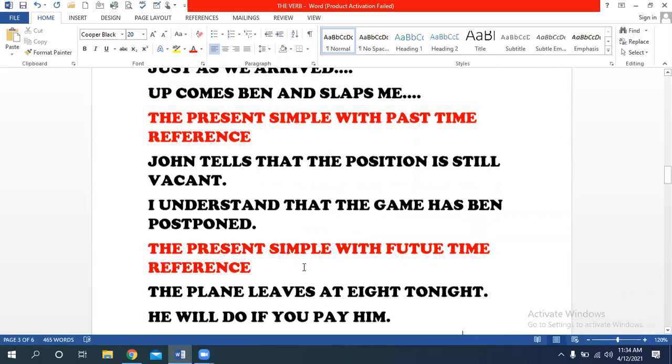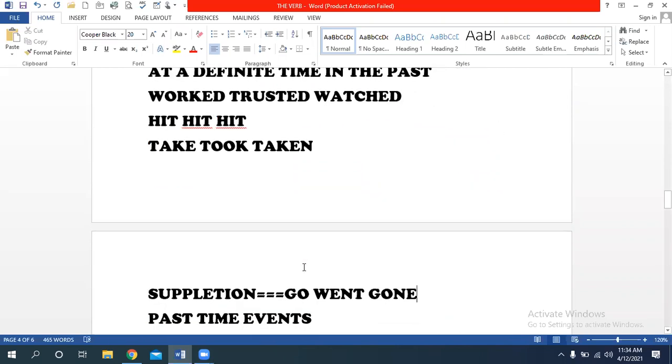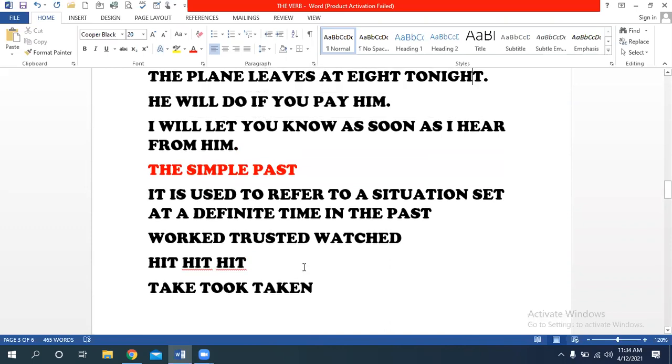If we talk about the past tense, it suggests that it shows past, like it is used to refer to a situation set at a definite time in the past. This is the concept. Like we use inflections: worked, trusted, watched with -ed, or sometimes we do not have inflections for some particular verbs, like hit, and some vocalic ones: take, took, taken. So we use them in the past tense.